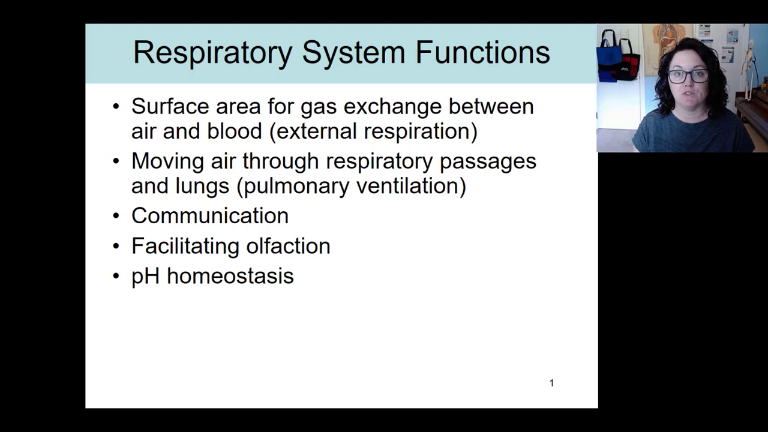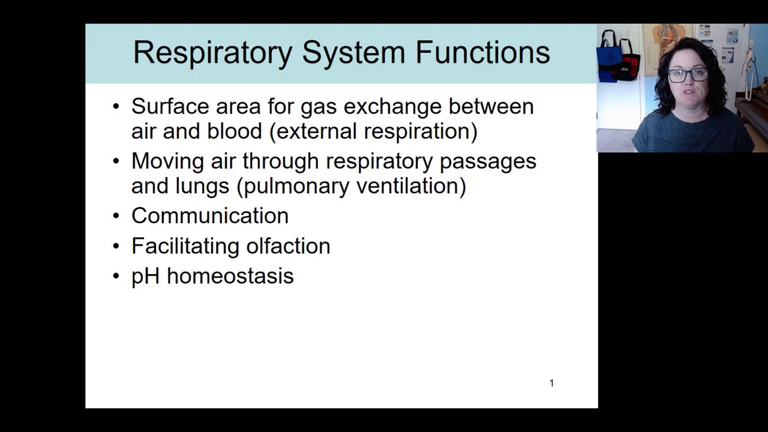Obviously we know it has something to do with air, and indeed the respiratory system serves as the surface area for gas exchange between the air and blood, and we call this external respiration. Because there's also a gas exchange that occurs between the blood and the tissues of the body, that would be called internal respiration. The respiratory system also functions to move air through the respiratory passages and through the lungs.